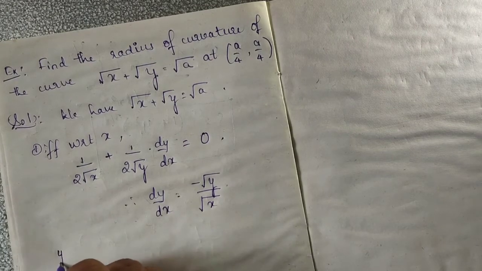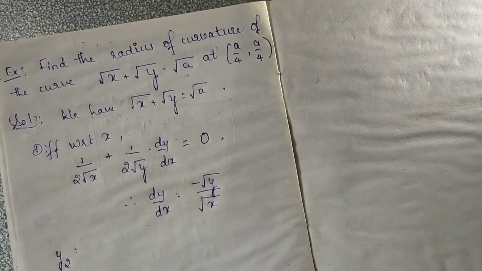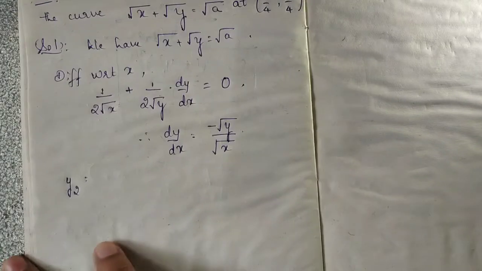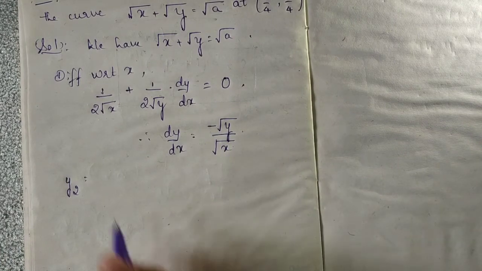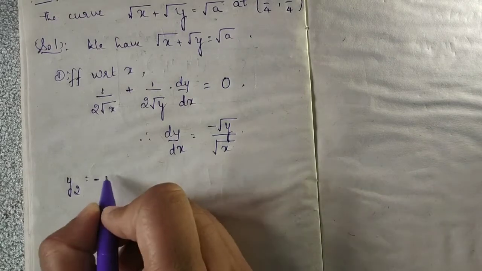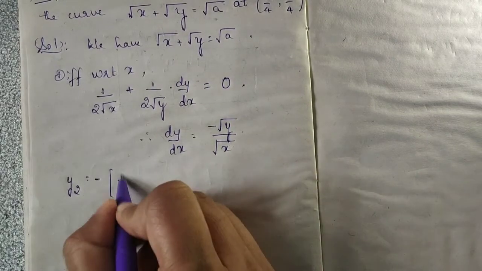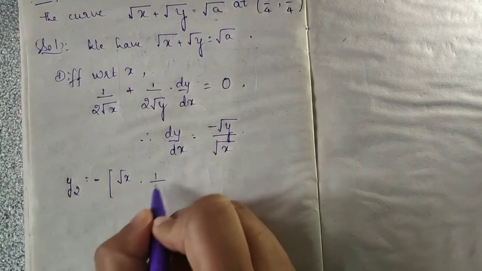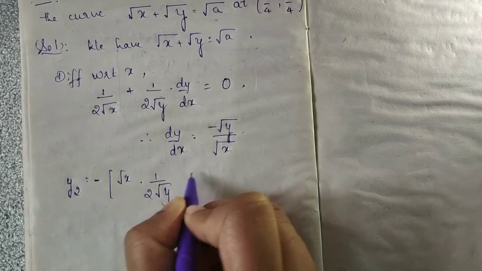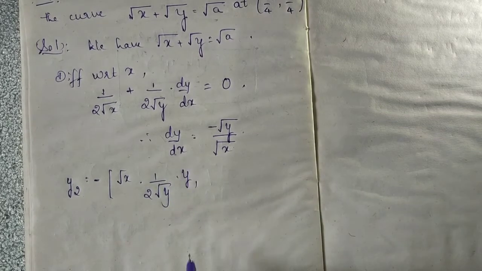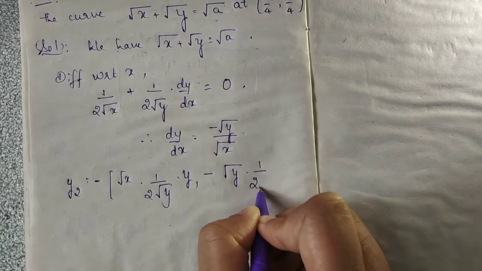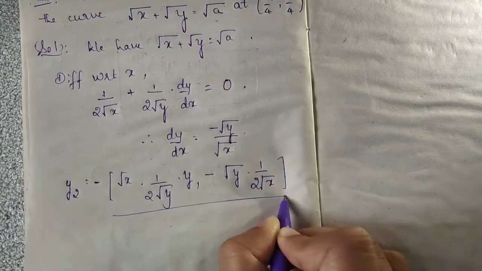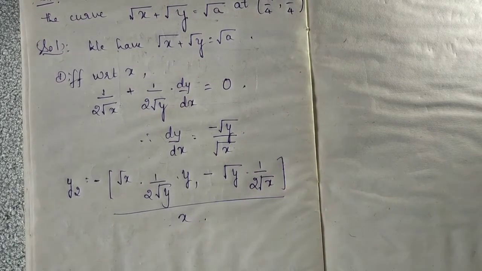Now we need the second derivative. We call that y2 or d square y by dx square, whatever notation you want you can take. We need to differentiate this. So I will take this negative sign outside. Root x into derivative of root y is 1 by 2 root y into dy by dx, that is y1, minus root y into derivative of root x is 1 by 2 root x, divided by root x the whole square, which is x.